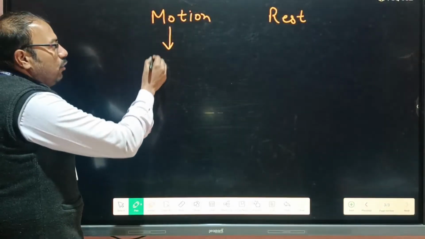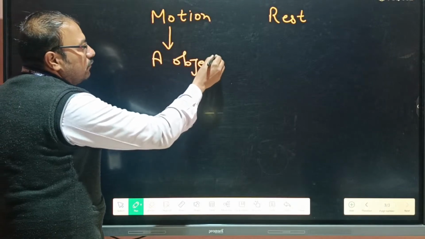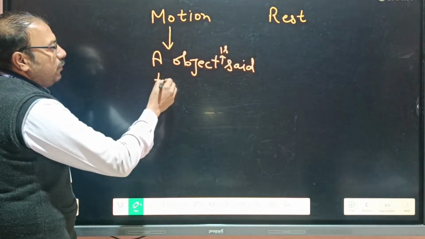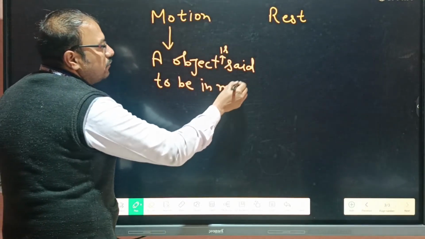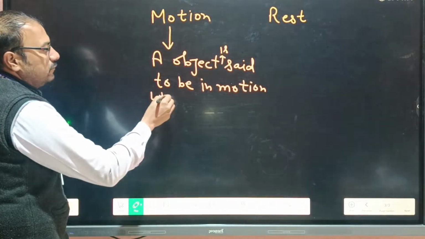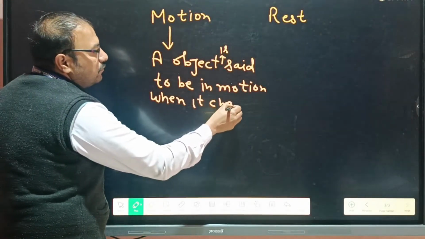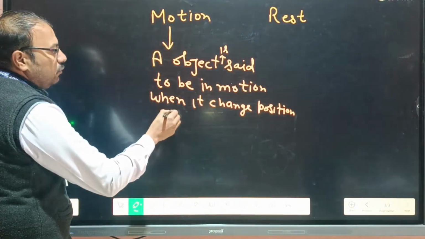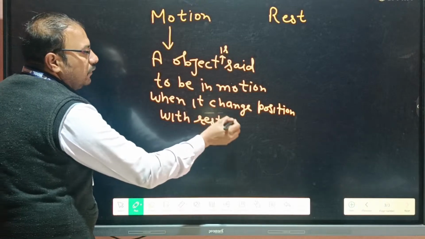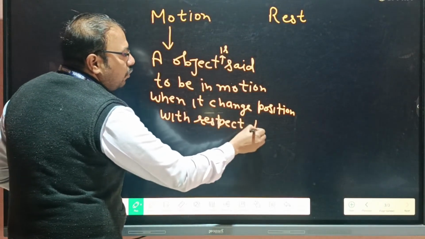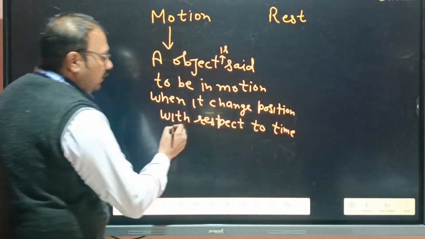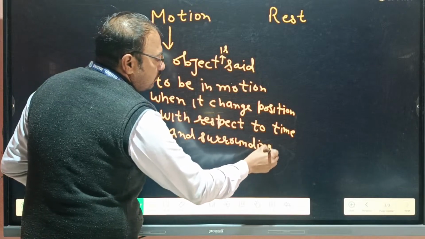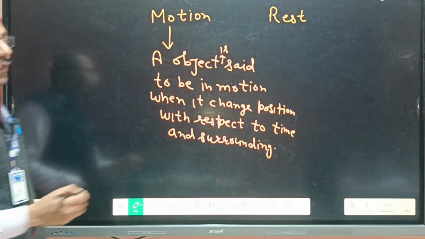So we say an object is said to be in motion when it changes position with respect to time and surrounding. So this is motion.